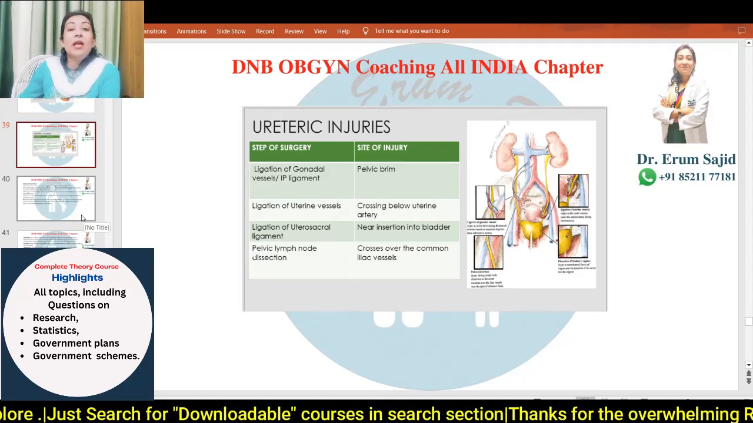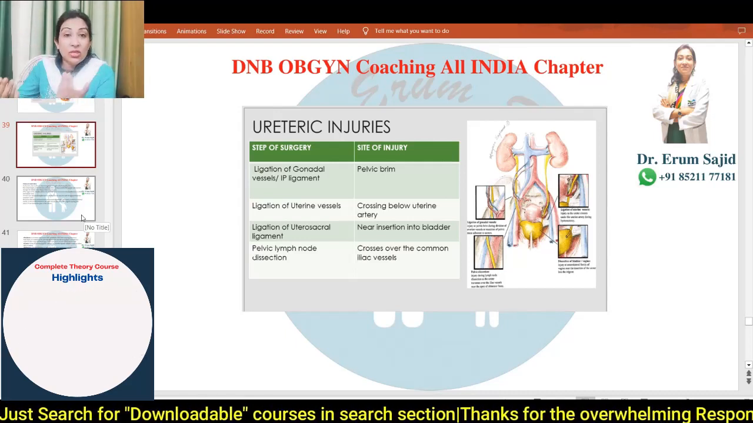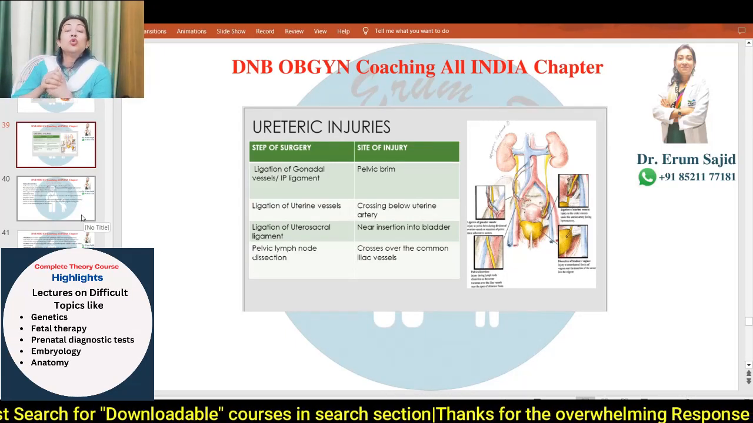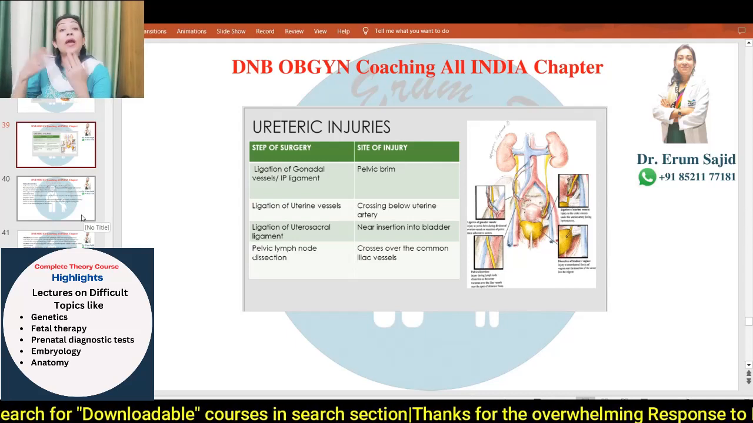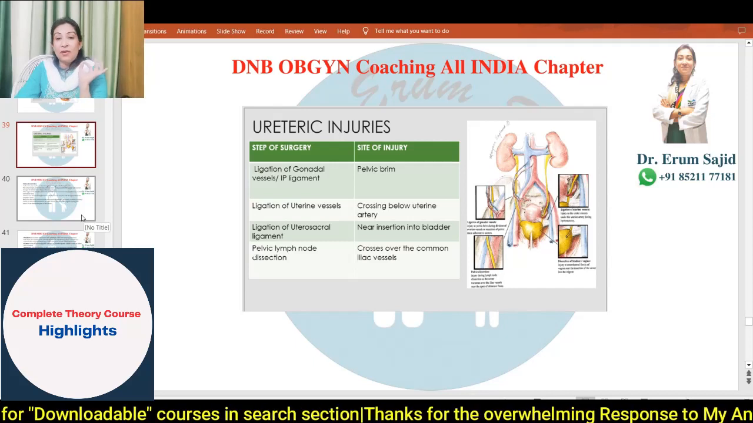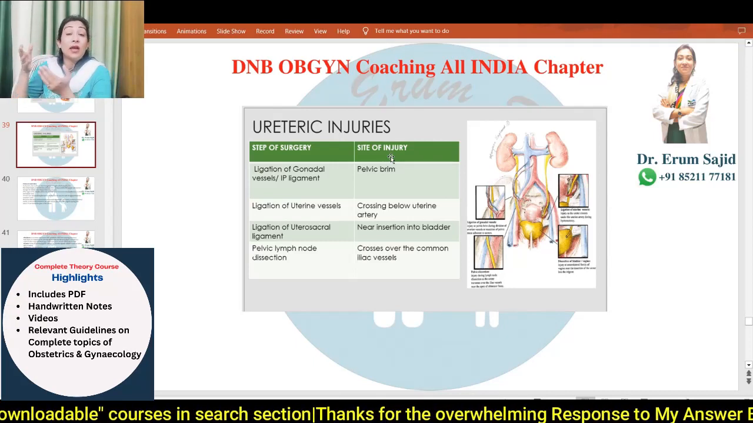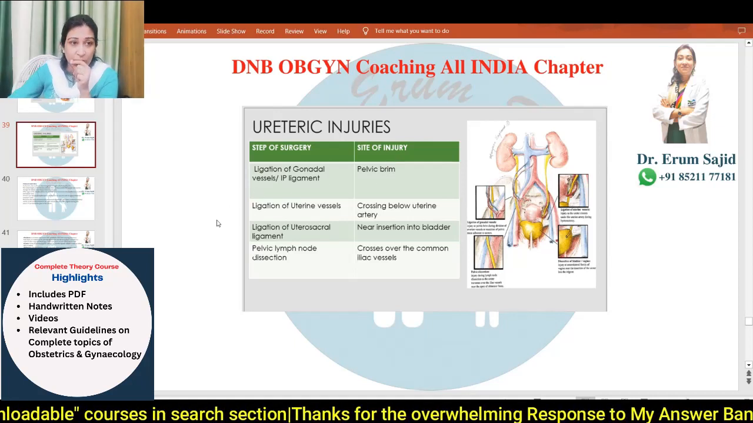So let's see. Ligation, and now I'll ask you the site at which these things can take place. So one is the kind of injury, one is where this injury can take place. So the step of the surgery when the injury can take place. So at the pelvic brim, when you're ligating the IP ligament, would you like to see the figure again?